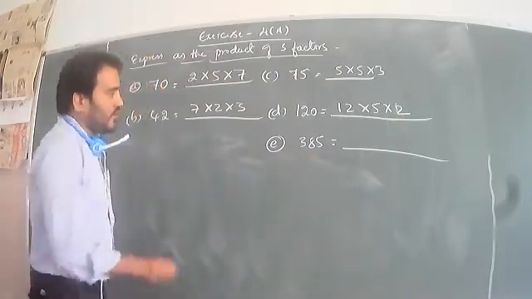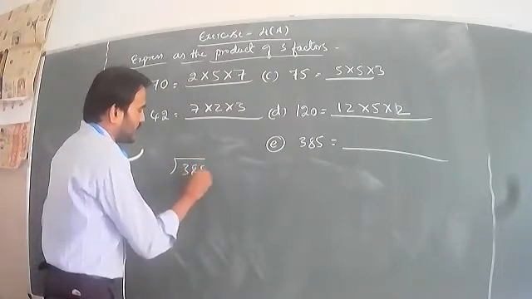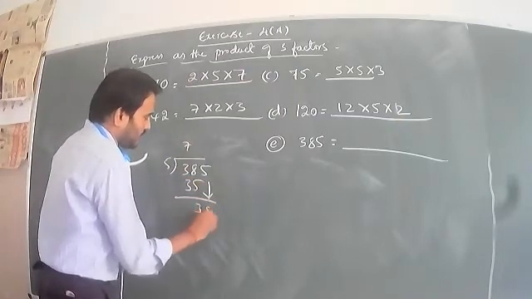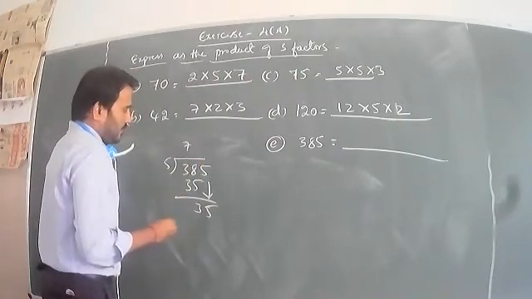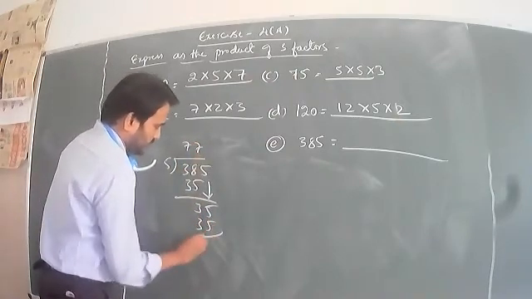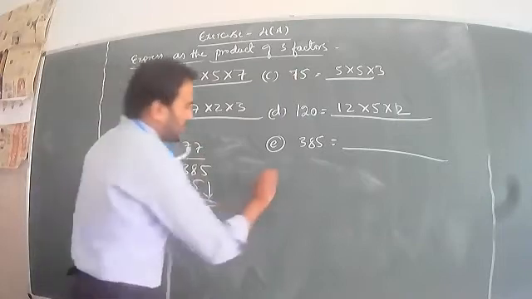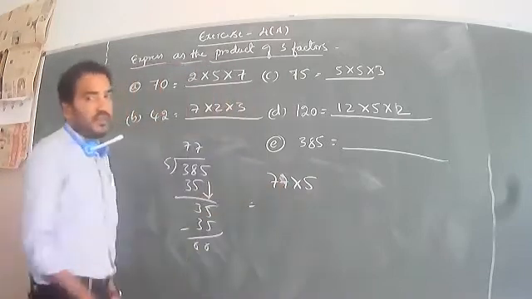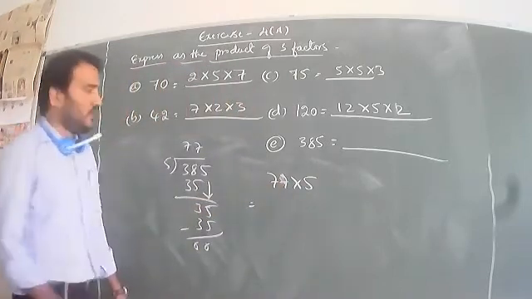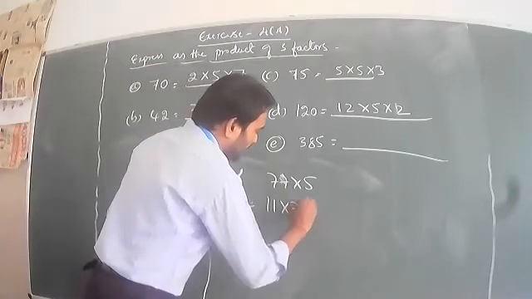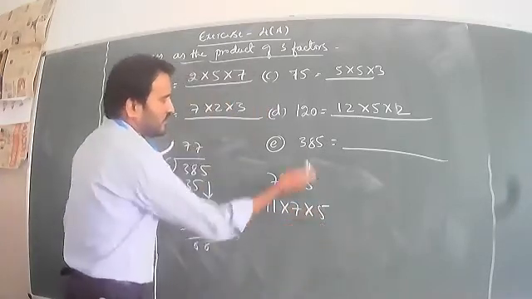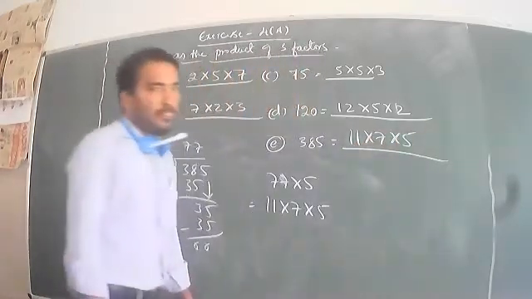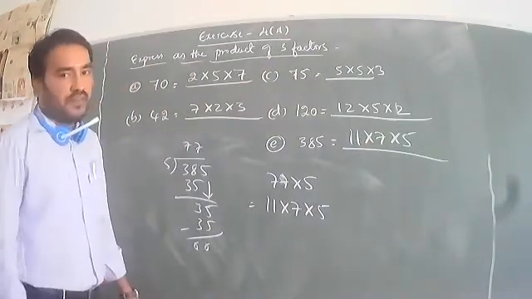Okay, 385. So 385, 5 can be divided. Check it. 5 sevens are 35. Yes. So 77 into 5. 77 can be factored, 77 is a composite number. So 11 into 7 into 5. Is it right? 11 sevens are 77, 77 times 5 is 385. 11 into 7 into 5. Okay, so these are the factors I have done.